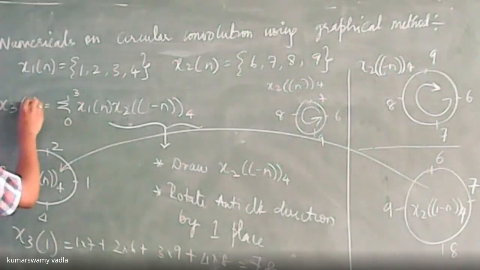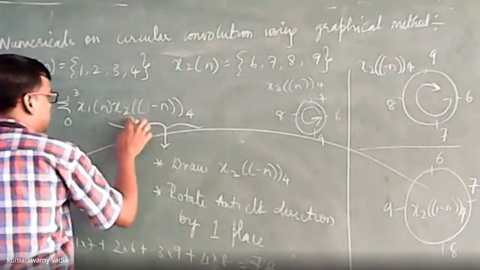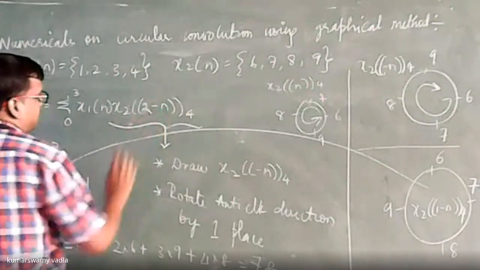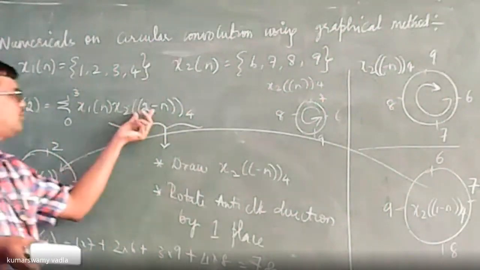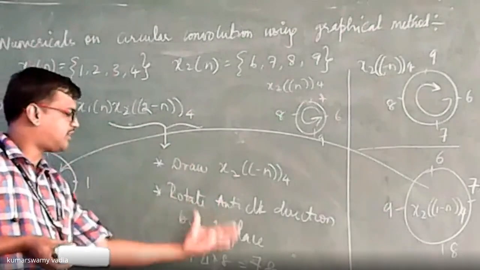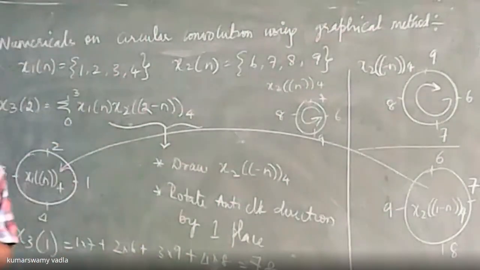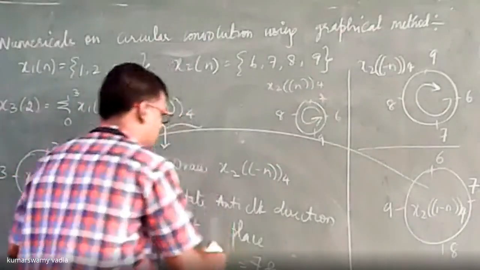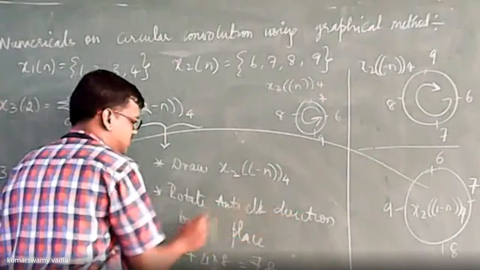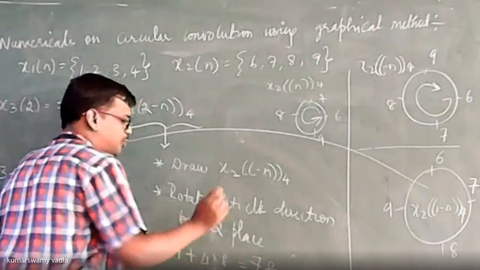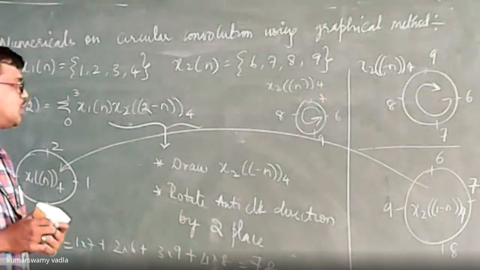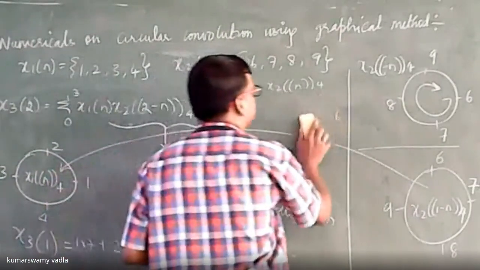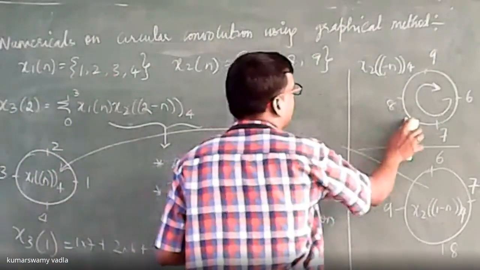Okay. To get next one, x3 of 2, what should I do here? x2 of 2 minus n. To get 2 minus n, what is the change here, please? By 2 place, sir. Yeah, very good. You need to rotate anti-clockwise direction by 2 places.